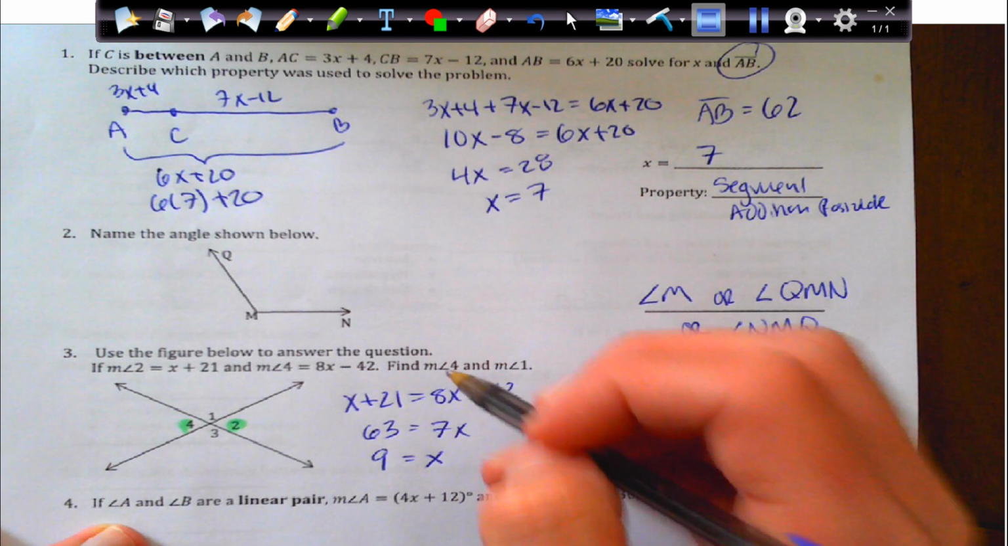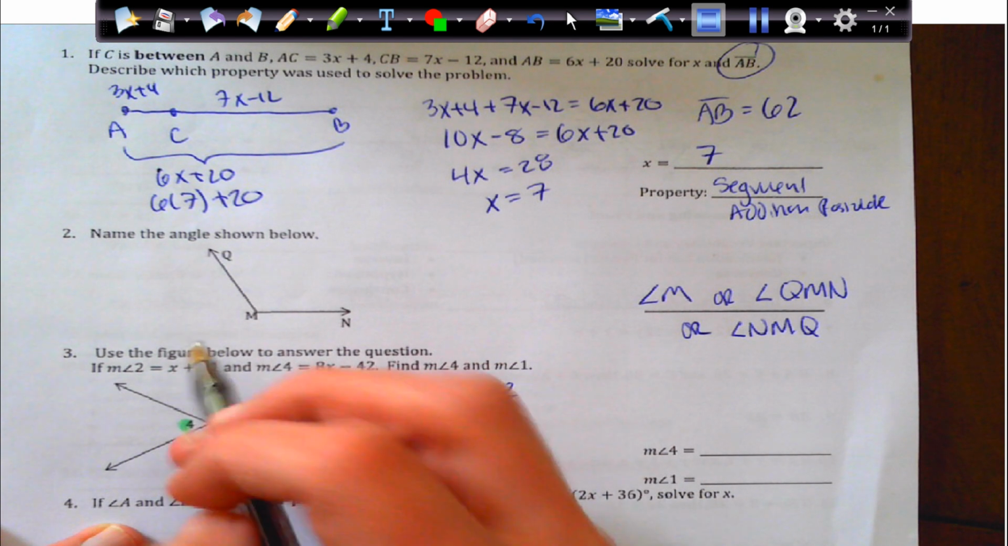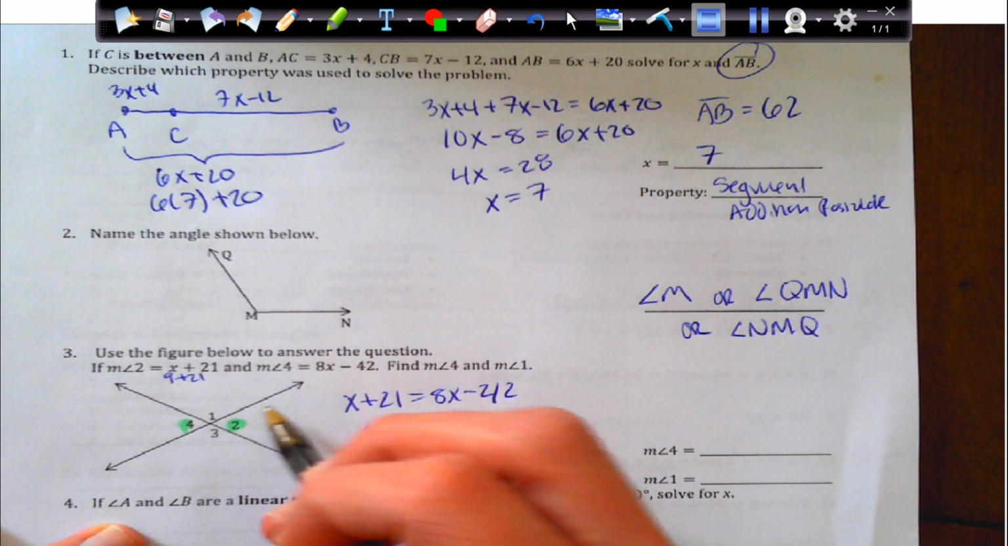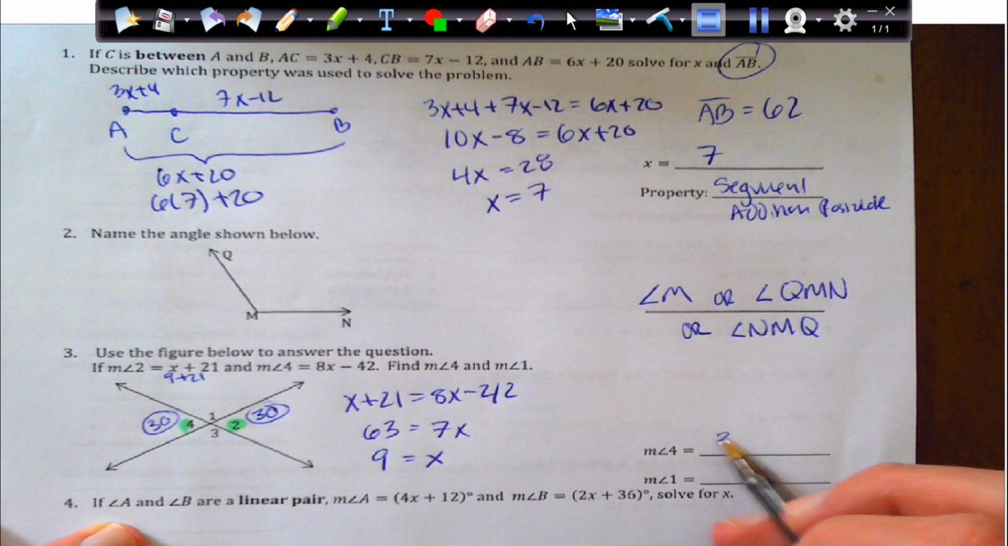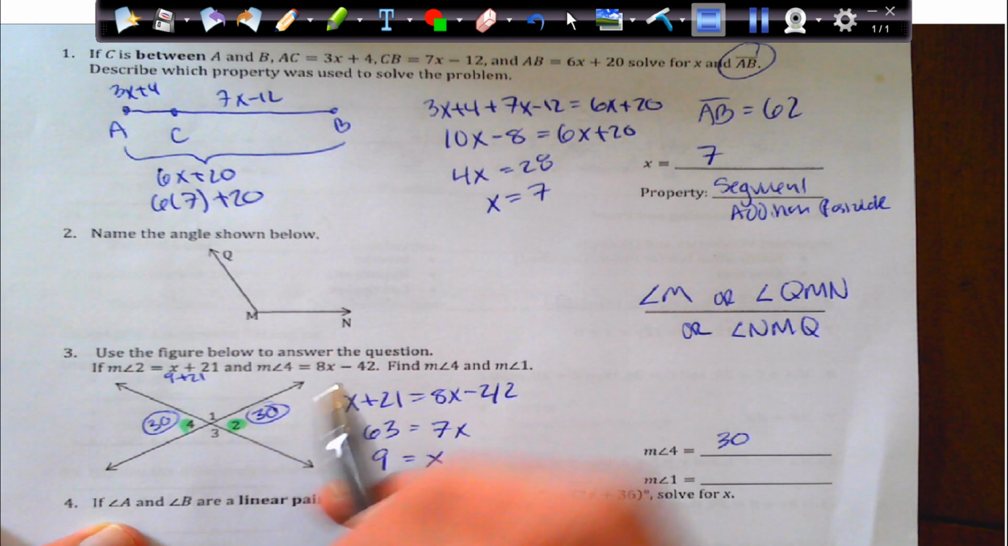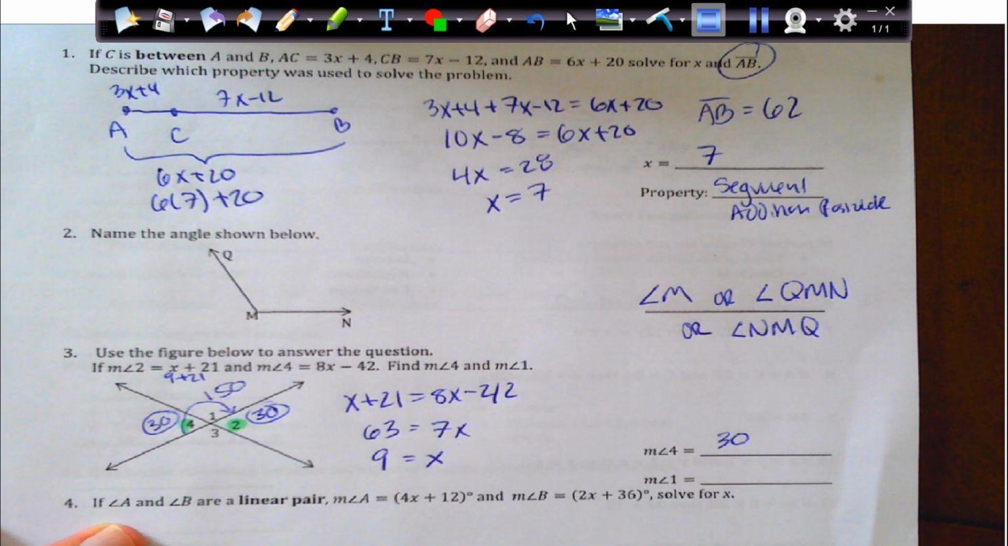And then I want to find angle 4, so I'm going to plug it back in to either one of these. I'm going to plug it back into here, so that's 9 plus 21, which gives me 30. So that means 4 is also 30 because they're vertical. And then angle 1 and angle 4 are a linear pair, so this should add up to 180. So 150 plus 30 is 180. And there you go.